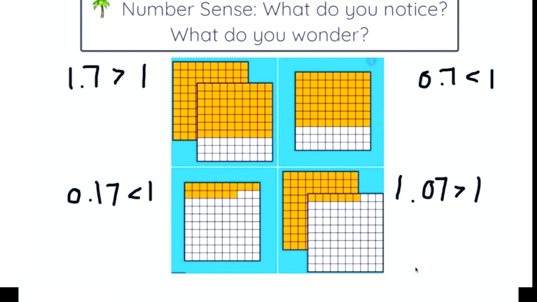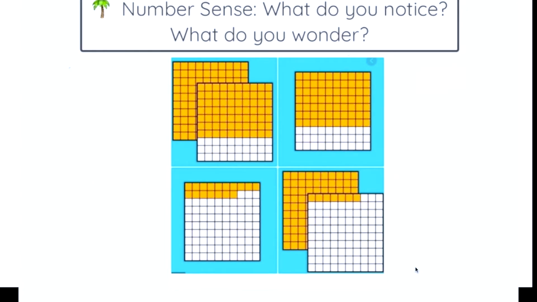Something I'm wondering is how I can take these values that are less than 1 and make them equal to 1. So what I'm really wondering is the value of the parts that are white and how I could add them to the parts that are already shaded to be equivalent to 1. Lastly, I also notice that the same numbers are used frequently, 1 and 7 and 0, in all of these values. And I'm wondering if this was done on purpose to show how moving a decimal point changes the value of the amount. Think to yourself, what else do you notice? What else do you wonder?